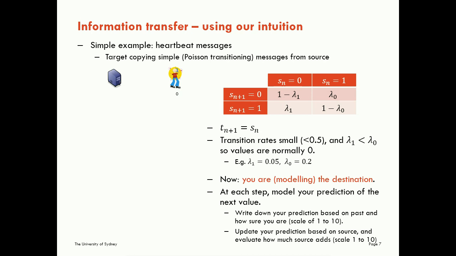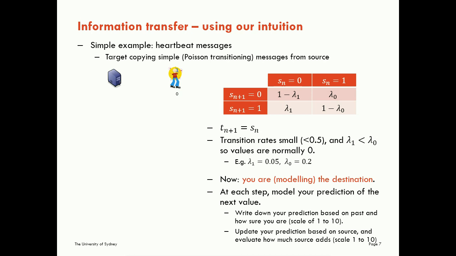At each step now, what I want you to do is model your own prediction of the next value, as if you were the target. Okay, as if you were the IT guy here who has some knowledge about what the previous state of the server was. Let's model your prediction of the next value that's coming. As an exercise, I want you to rate your prediction. So first of all, write a prediction down based on the past value alone. So if you know that the server's down here, what's your prediction of the next value here? And how sure are you of that on a scale of 1 to 10?